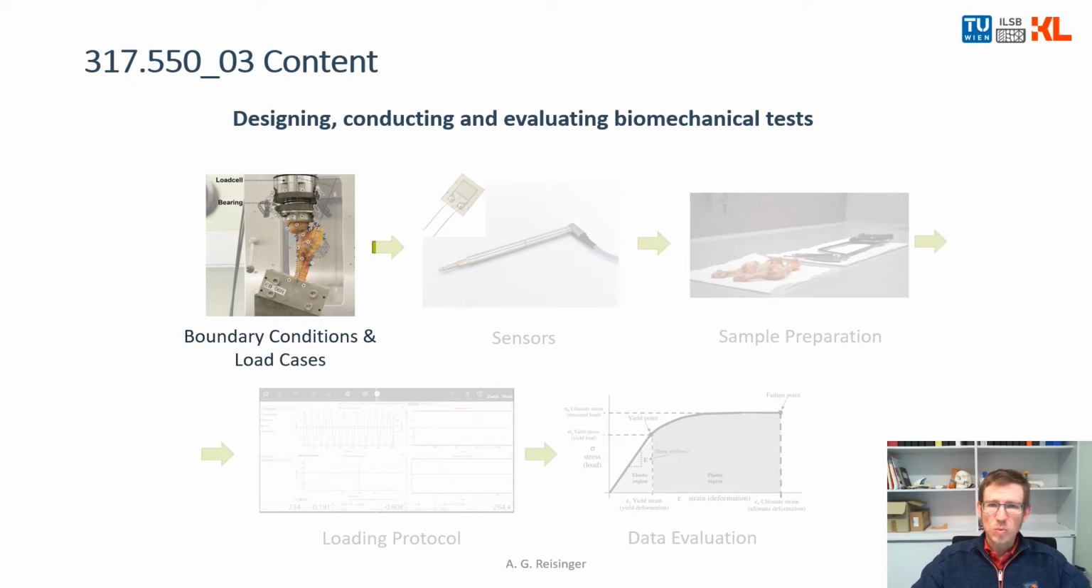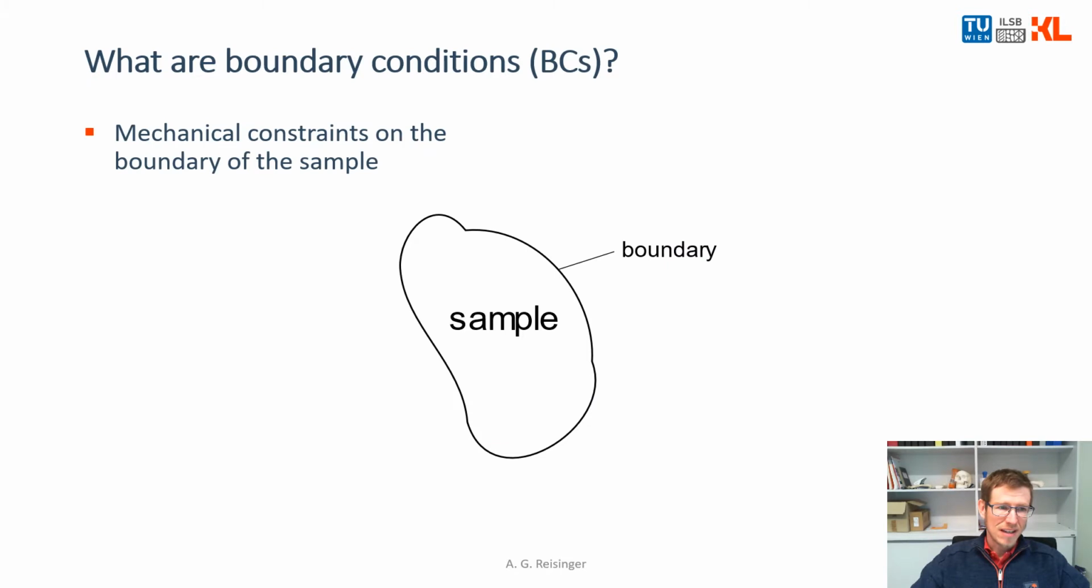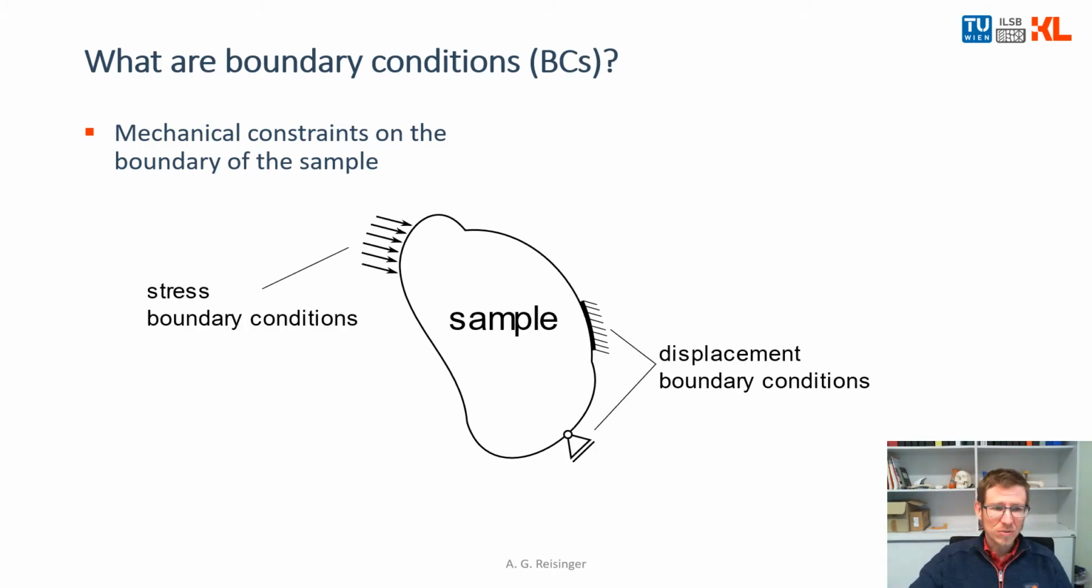We start with boundary conditions. What are boundary conditions? Well, the boundary condition as a concept is really simple. You have a sample, indicated here with this potato shape, and your sample has a boundary. That's the outer surface of your sample. And boundary conditions are conditions that you prescribe on the outside of your samples, on the outer surface.